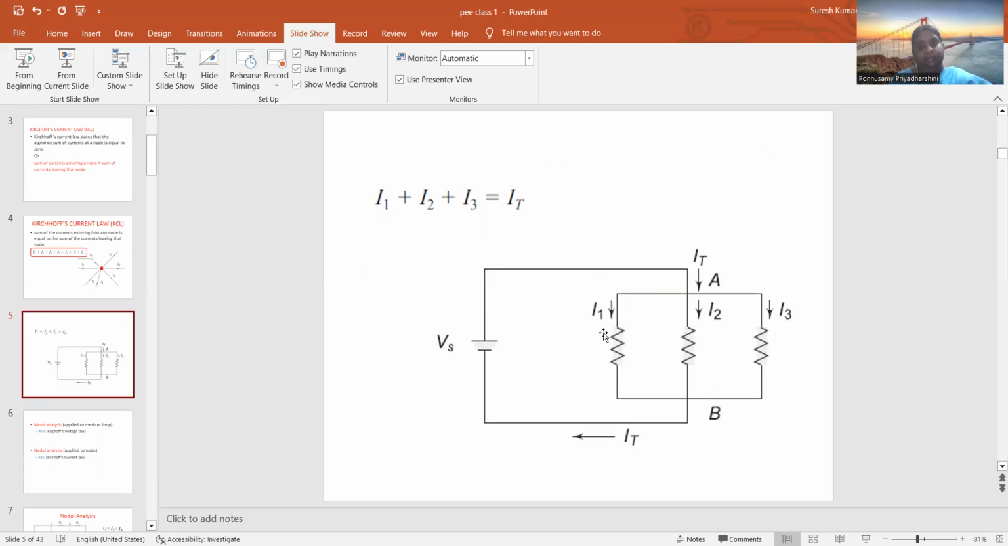This is the diagram they have given. IT is nothing but the total current, and A is a node. The total current is entering the node and it is split into 3 currents. Entering the node is IT, and leaving the node are I1, I2 and I3. So the total current IT is equal to I1 plus I2 plus I3.